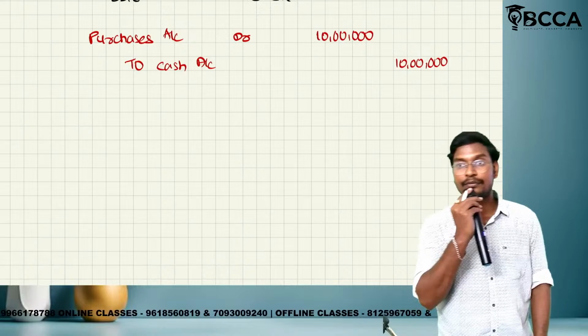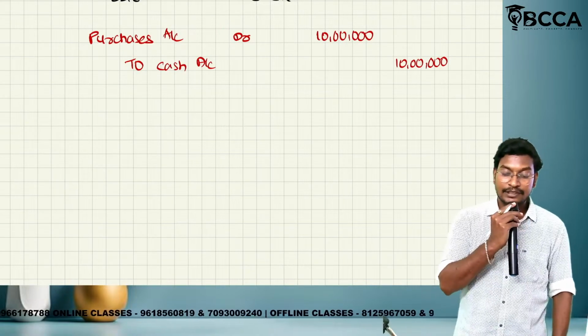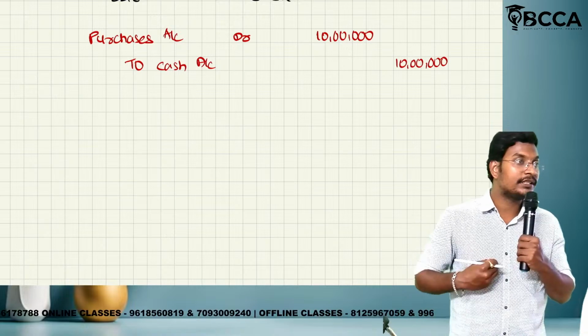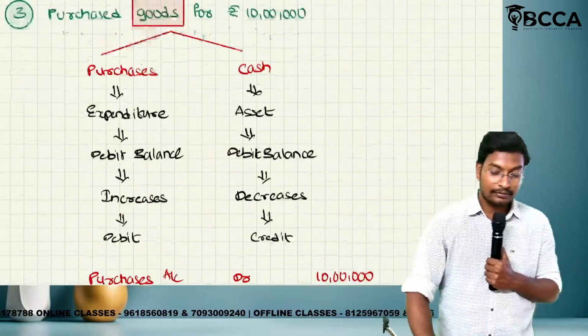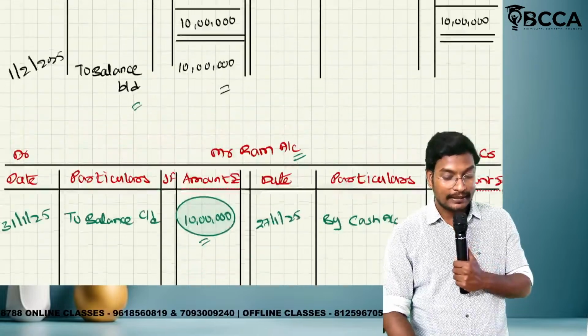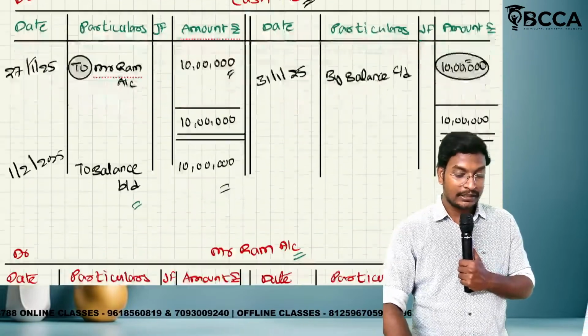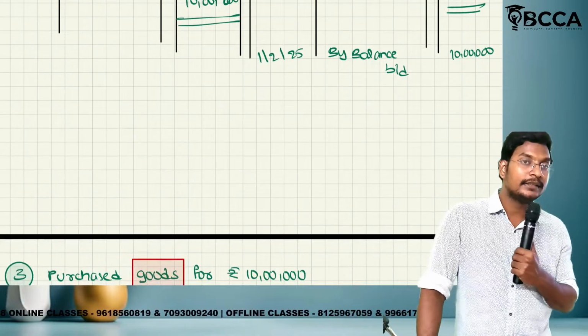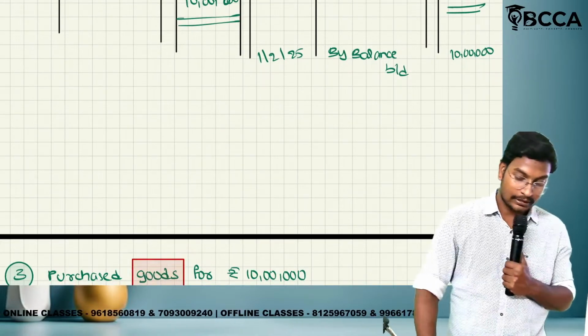So for this we need to open what? Ledgers. What are the ledgers we need to open? Purchase account and cash account. I am using the T shape because we have clearly explained the format of the ledger and how to balance it. In order to reduce the time of discussion, I am just using the T shape.